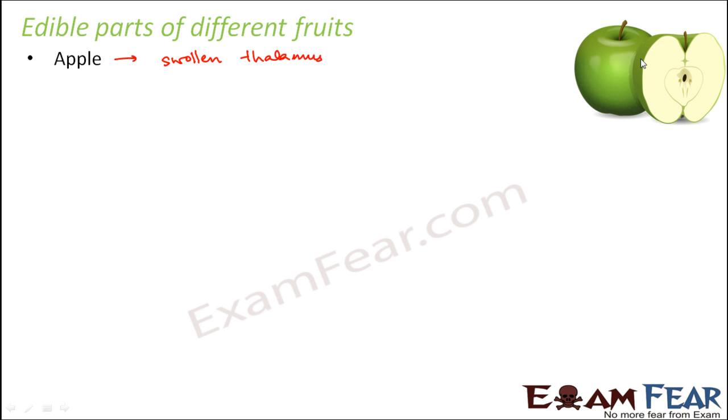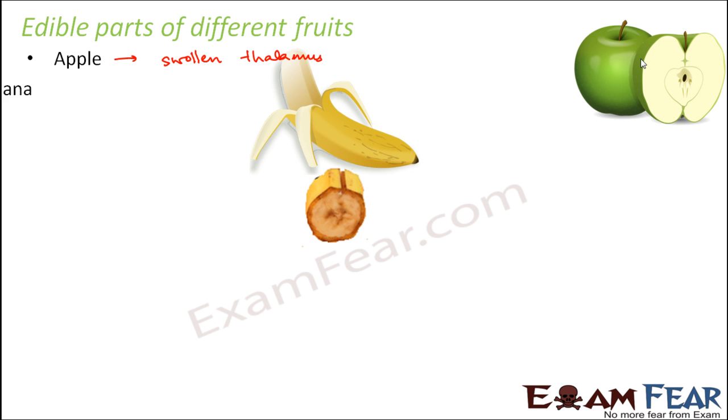So in a flower, fruit comes from the ovary, and where is the ovary? Ovary is in the flower. So if you look at an apple flower, in that flower there will be a stalk-like structure. The upper portion of the stalk is very much swollen, and later that swollen part of the thalamus becomes this apple which we eat. So swollen thalamus is the edible part of apple.